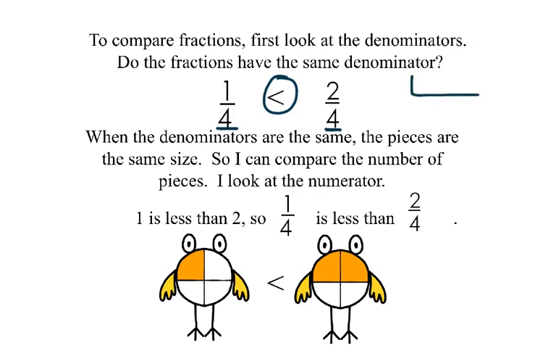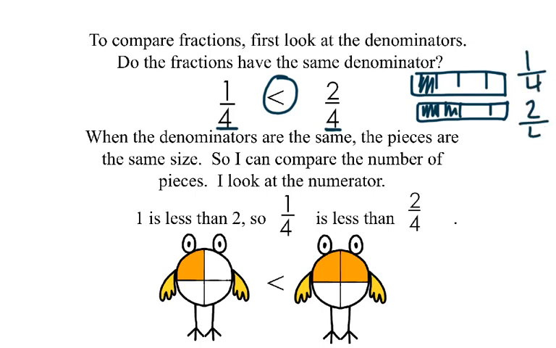Now, we haven't been doing circles that much, so I'm also going to draw a rectangle. Do you see how my rectangle is practically the same size? I'm going to put the lines in the same spots. And then I'm going to shade in 1/4, and I'm going to shade in 2/4 on my next one. So there's 1/4, and there's 2/4. So from this picture even, I see that 2/4 is bigger than 1/4. So 1/4 is less than 2/4.